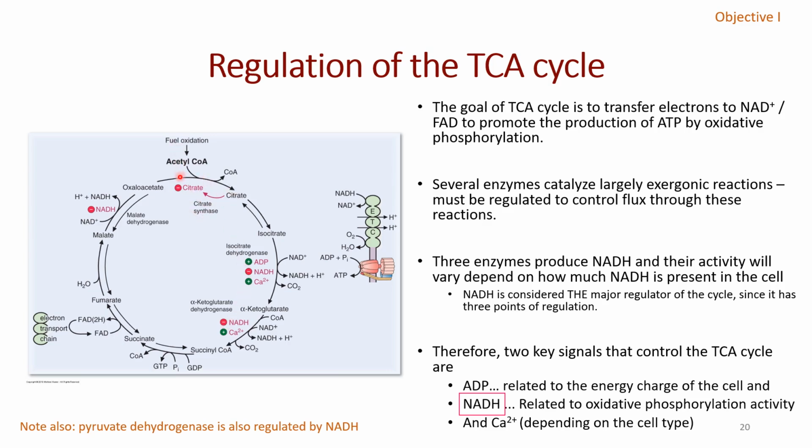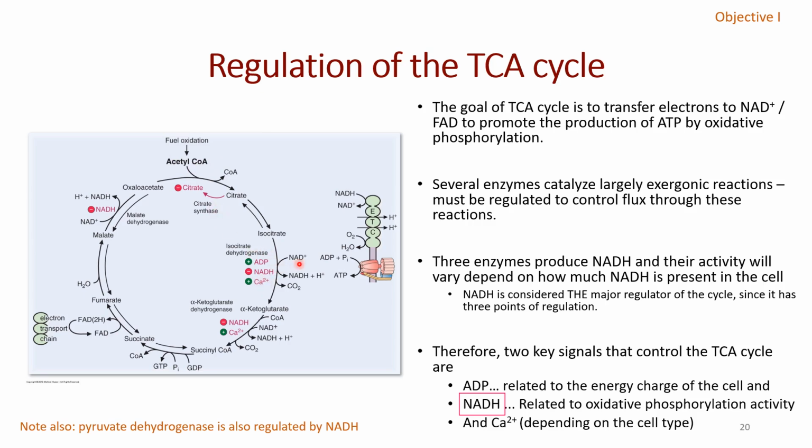For example, if TCA cycle activity is not needed, citrate can serve as a feedback allosteric modulator, and that citrate will say, stop, I don't want any more of this acetyl-CoA coming in. You can use the acetyl-CoA for something else. You don't need to come into the TCA cycle.